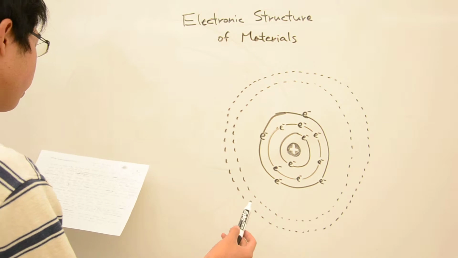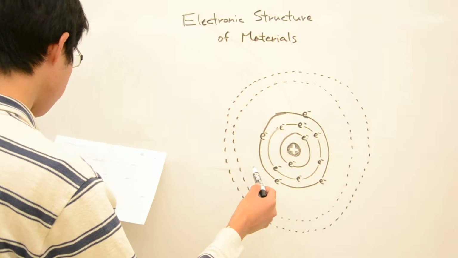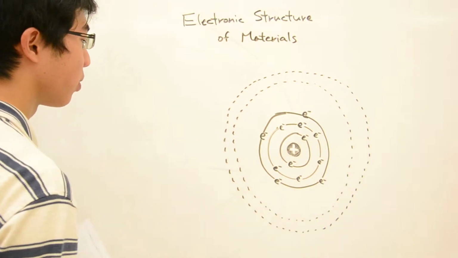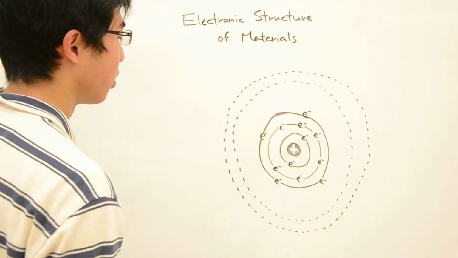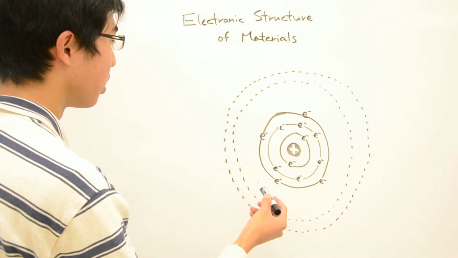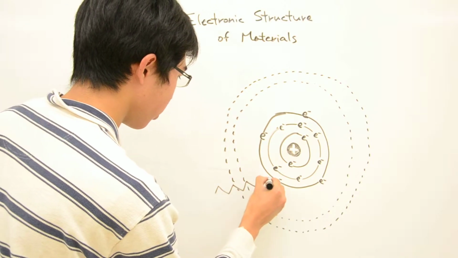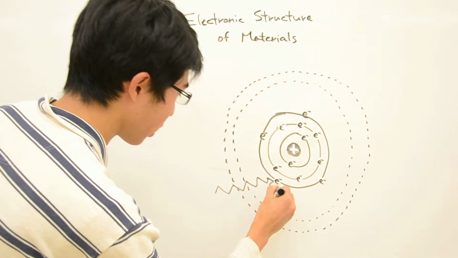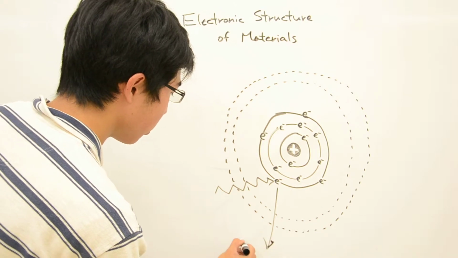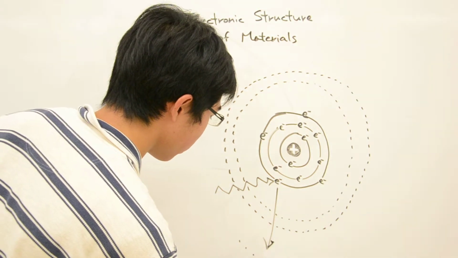The outermost layer of electrons are called the valence electrons, and since they're furthest away from the positively charged nucleus, they are most weakly bonded. So if you provide some energy, you can actually knock one of these electrons out into one of the higher energy levels.